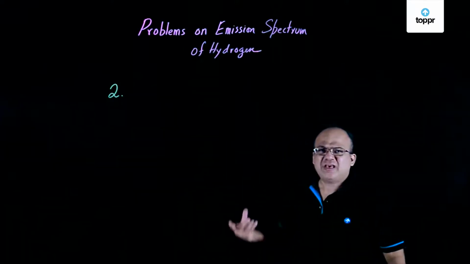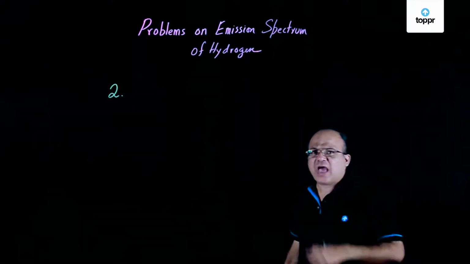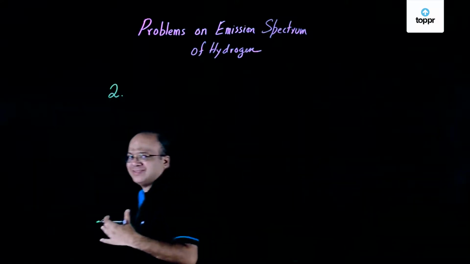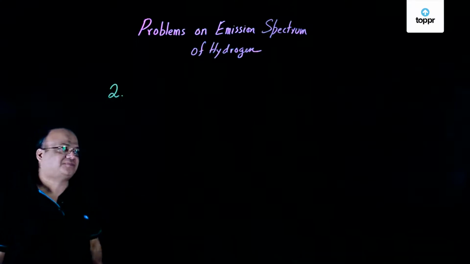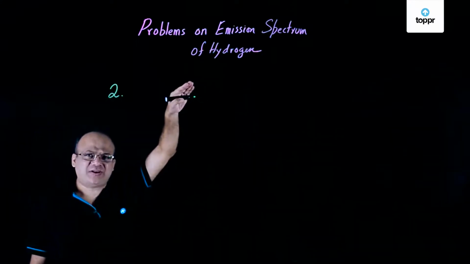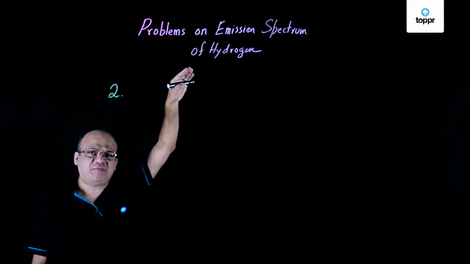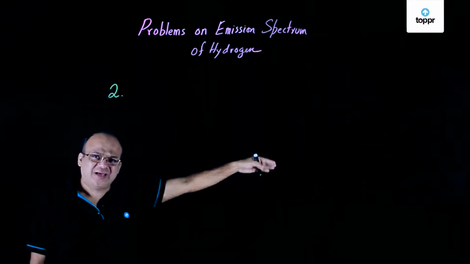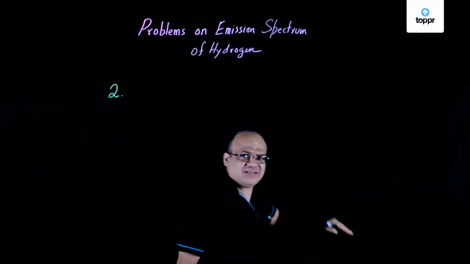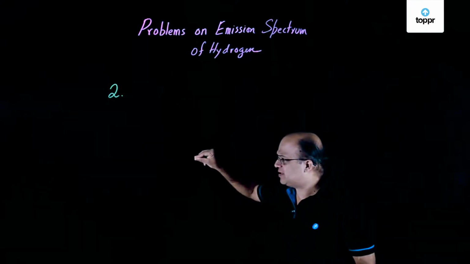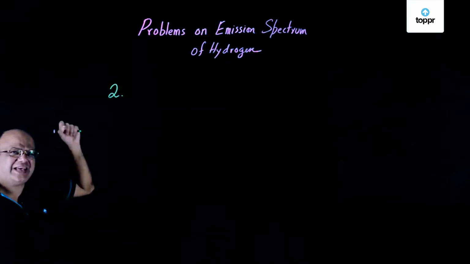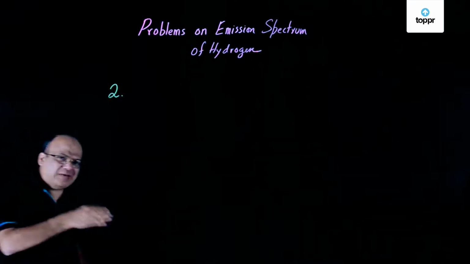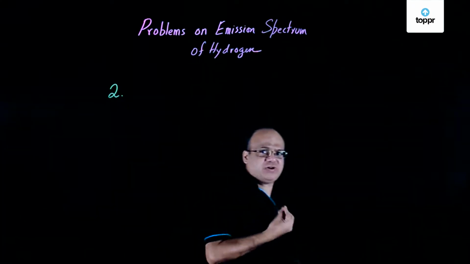Now let us look at one more problem on the emission spectrum of hydrogen. The question is, find the largest and shortest wavelength in the Lyman series for hydrogen. Largest wavelength will be jumping from where to where? Largest wavelength means smallest frequency. Smallest frequency means smallest energy difference. As it is the Lyman series, it is jumping to level 1.